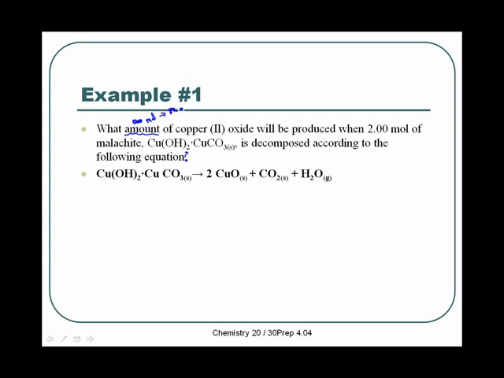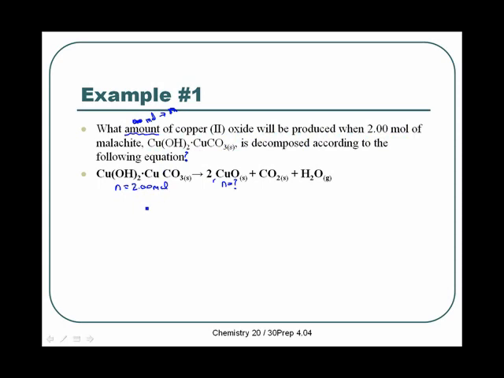And the symbol for moles in all of our chemical equations is N. So I want to find out the N of copper 2 oxide. And then I write down any numbers that I have in my equation underneath the substance they refer to. So I have copper 2 oxide, that's what I want to find out when 2 moles of malachite. So I know the N of this substance is 2 moles.